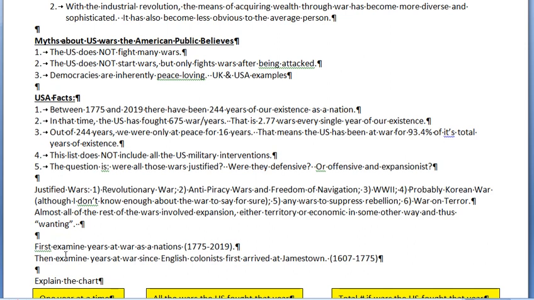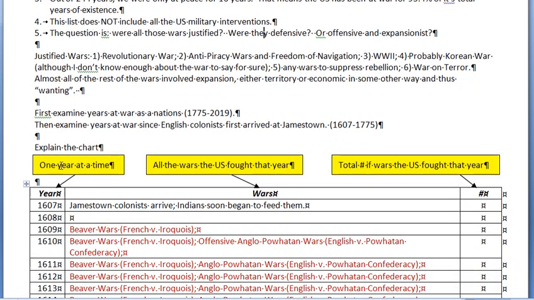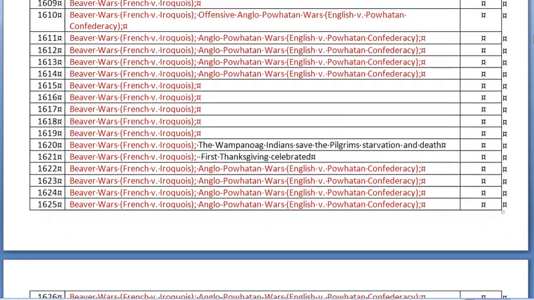All right, and then I'll examine years since we arrived at Jamestown up into 1775. Right. So here's my chart. I'll show you the way it's laid out here. Here's the year. We go through 1 year at a time. Right, and these are the wars that are fought. For example, there's 1 year fought here, the Beaver Wars. All right, and total number of wars fought during that year. I didn't add them up here for the colonial times. This would be one. All right, so let's jump ahead to 1775.